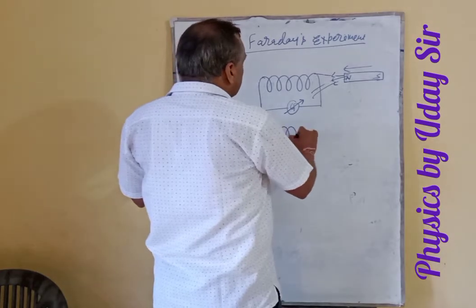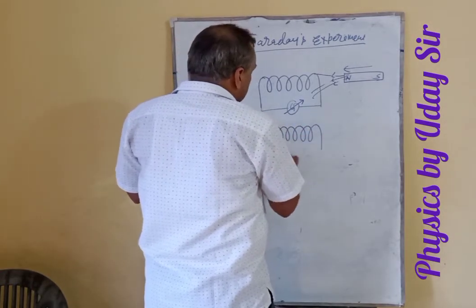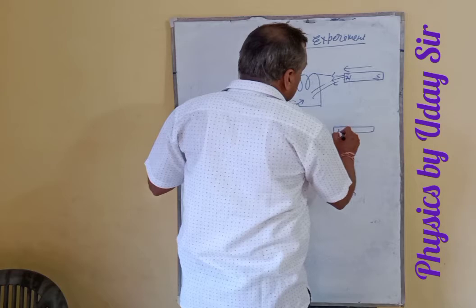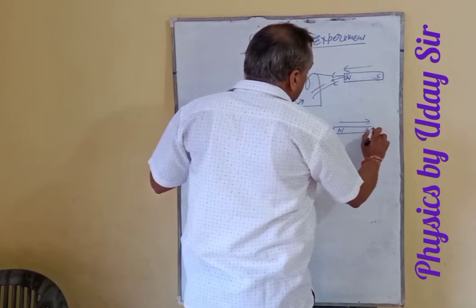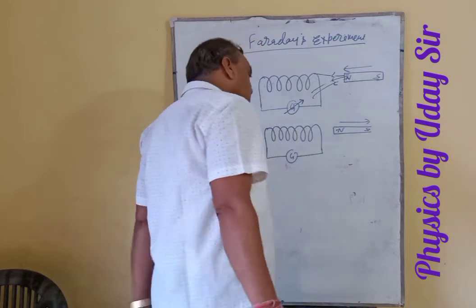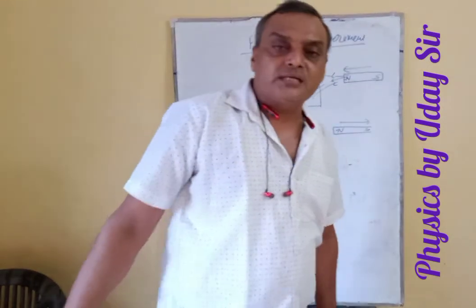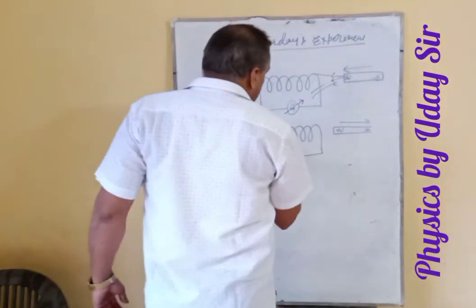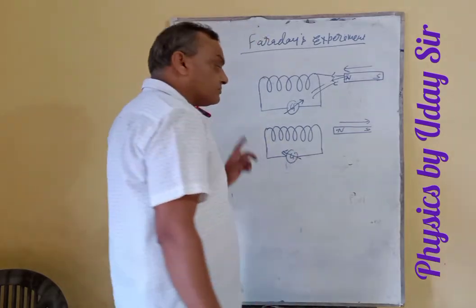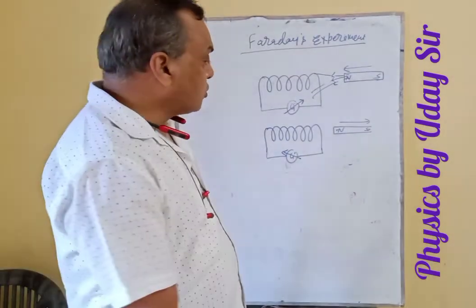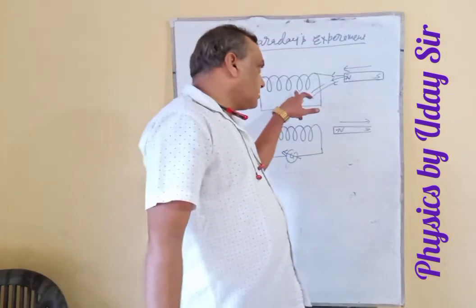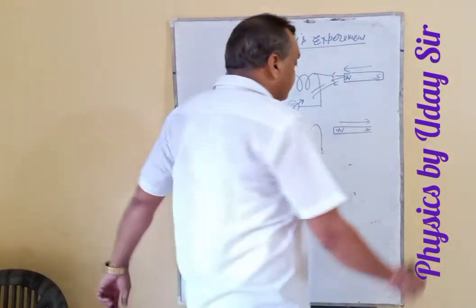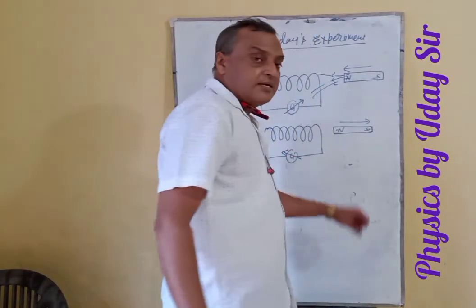If the same magnet is moved away from the coil, this is the north pole and south pole magnet. Again the galvanometer shows deflection, but the direction of deflection is opposite. Suppose the deflection now becomes reverse. So why? Because here there is change in magnetic flux due to increasing field, and here change in magnetic flux due to decreasing field.